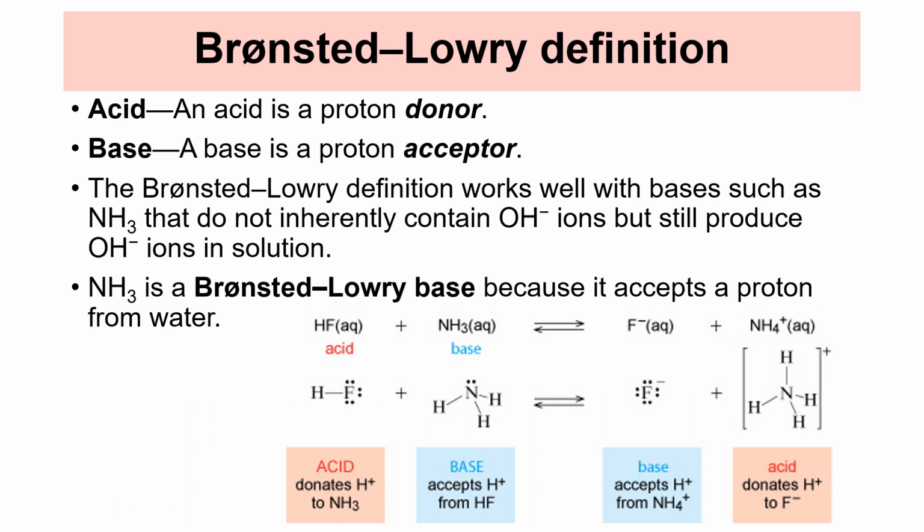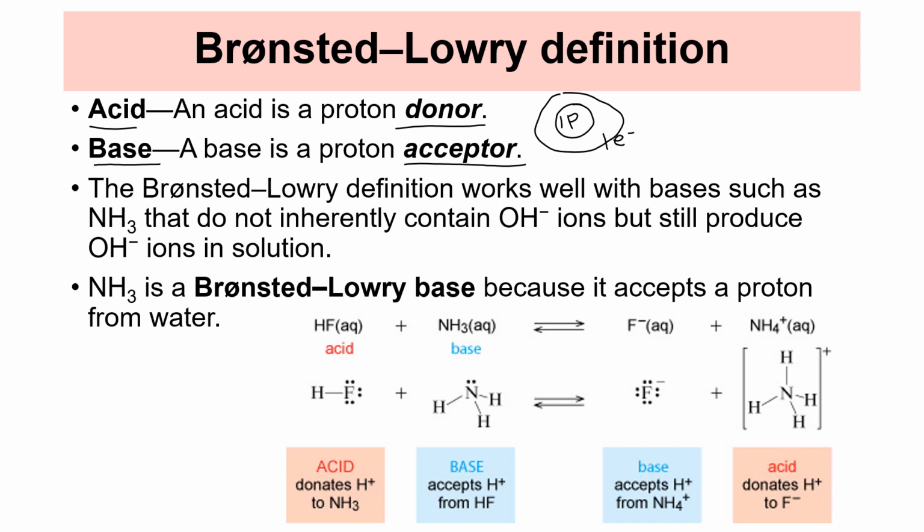The next definition is called the Bronsted-Lowry definition, and in this case, an acid is a proton donor and a base is a proton acceptor. So why do we say proton? When you consider hydrogen, remember it's a very simple atom. In the nucleus, it's got 1 proton, and then on the outside, it's got 1 electron. And that's what a hydrogen atom looks like.